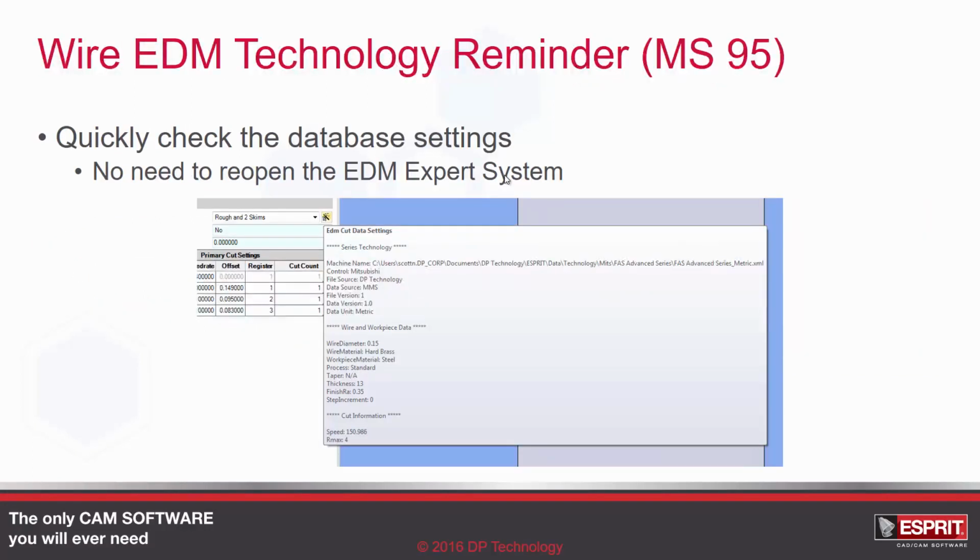In milestone 95, we've introduced the concept of the wire EDM technology reminder, which allows us to quickly check the database settings. So you can hover, it's basically like a tooltip. You hover over the wire EDM expert system button, and it will show you what values were used in the machine series technology, the wire and workpiece data, and also any additional cut information. So you can see quickly what was picked to actually output those offsets, the feed rates, and the power settings in your technology page. So there's no longer a need to reopen the wire EDM expert system.